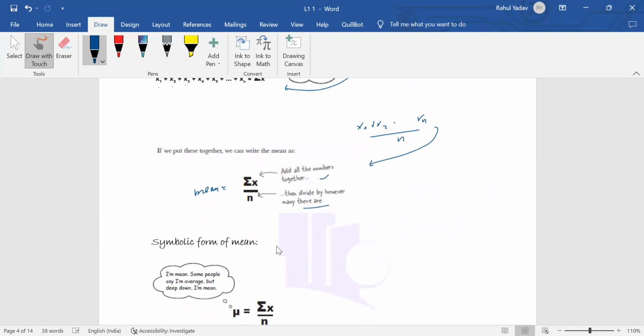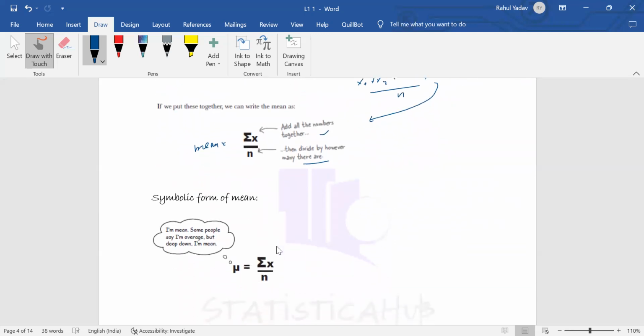Now, the symbolic form of the mean. In mathematics or statistics, we don't usually use terms like mean, median, mode. We define them in symbolic form. So we define mu equal to summation xi divided by n, where i runs from 1 to n. Technically, this mu is known as the mean.